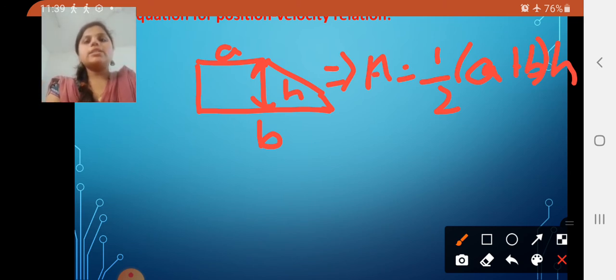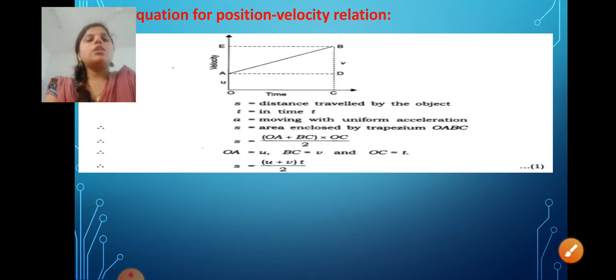Dear students, this is the basic concept to solve the equation. If you know the area of the trapezium, then you are able to solve the next equation. So this is the area of the trapezium, which is represented as half into (A plus B) into H. Now let's look at the trapezium. You can observe here A, B and the H.